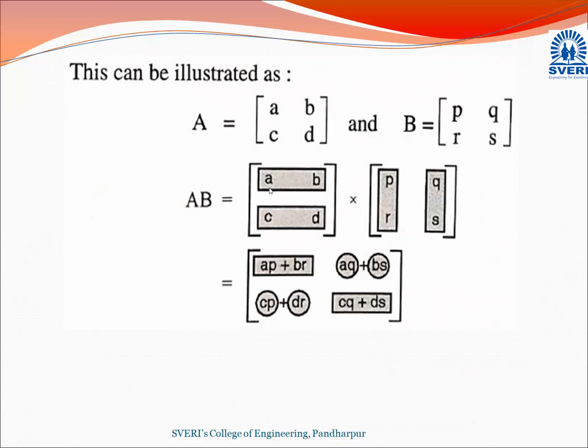Two by two matrices as given here. Matrix A with elements a, b, c, d, and matrix B with elements p, q, r, s. So here A into B. First of all, we are taking first row first column, first row second column, second row first column, second row second column. Okay, a into p plus b into r. Next, a into q plus b into s. Similarly, c into p plus d into r, c into q plus d into s.